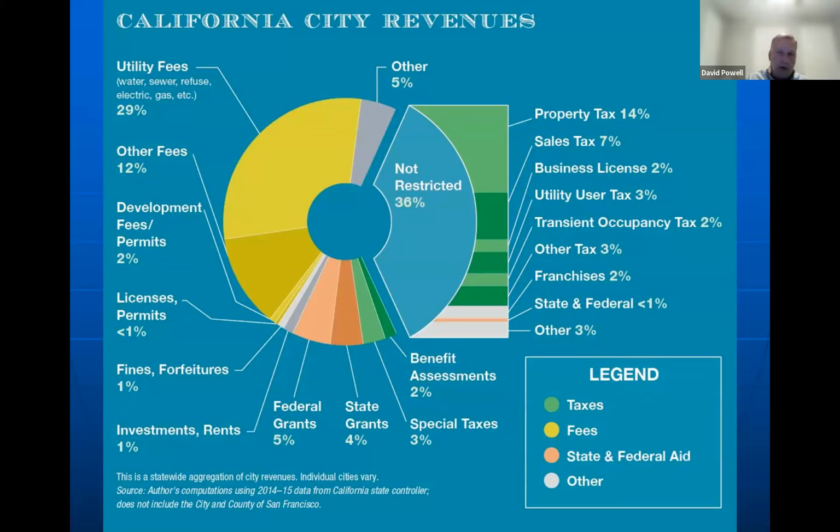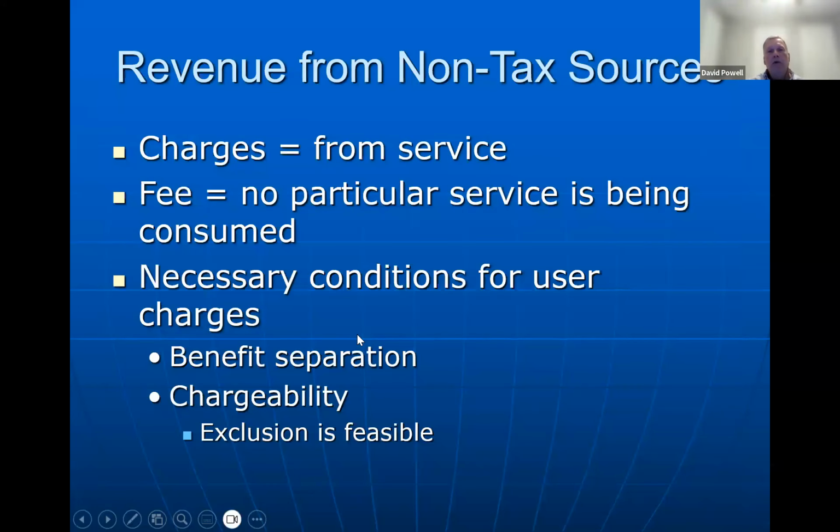If you were looking at this chart prior to Proposition 13, everything would probably be inverted. But because of the limitations from Proposition 13, local governments had to start looking elsewhere. They really had to diversify their revenue portfolios. And the way in which they diversified their revenue portfolios, looking at revenue from non-tax sources such as user charges and user fees. Now, this is where the nomenclature becomes a little bit confusing.